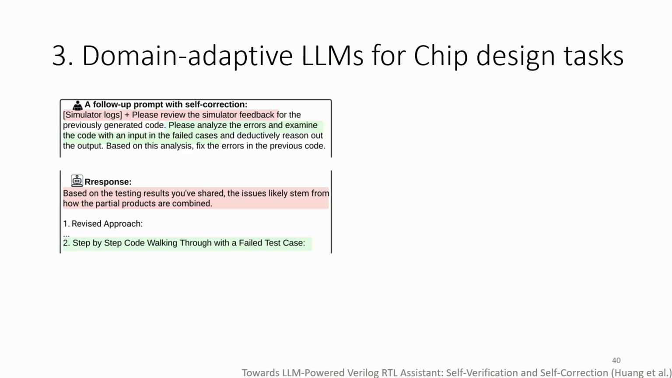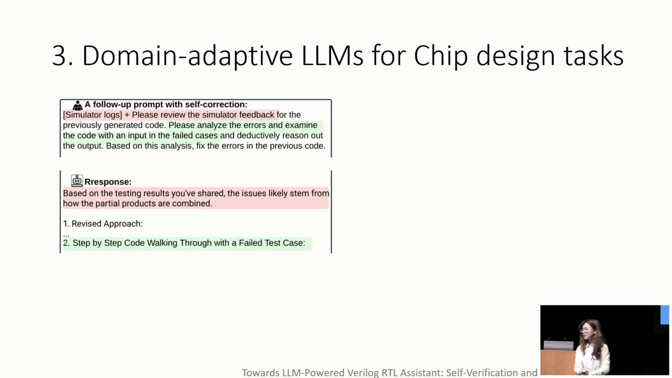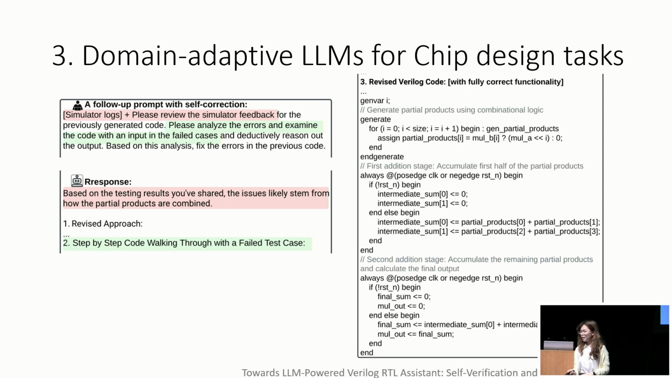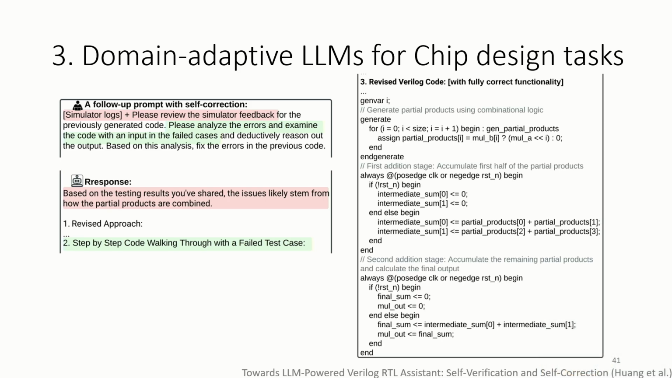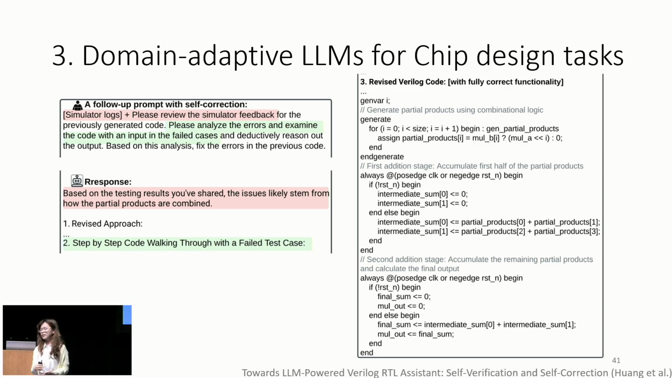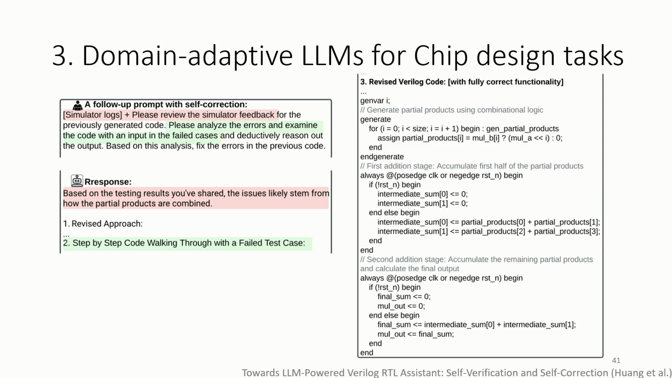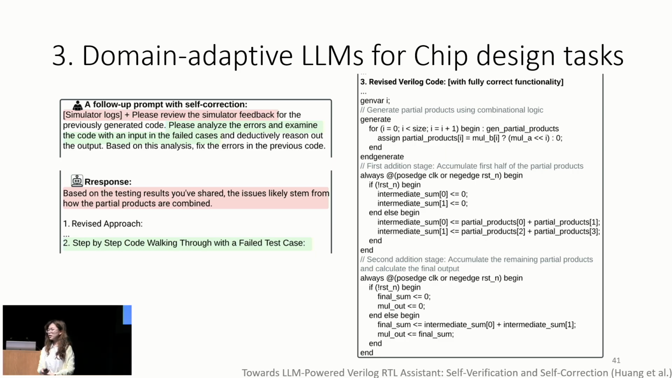Then we can feed back the simulator results and say, "Please review this feedback and analyze the possible reasons that these errors were triggered, and consider especially the failure inputs." The model will then generate a new step-by-step plan and also reason about why the error is triggered. And the right-hand side is the fully correct generated code after this multi-turn interaction.